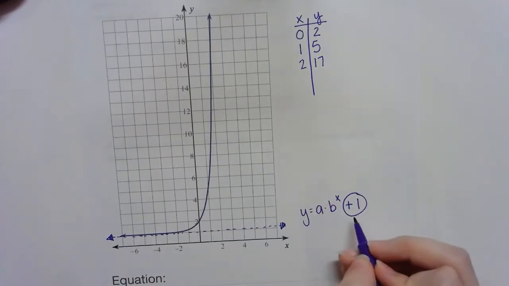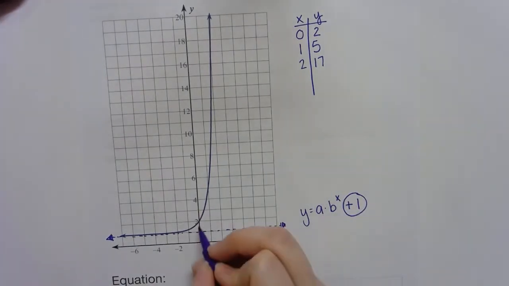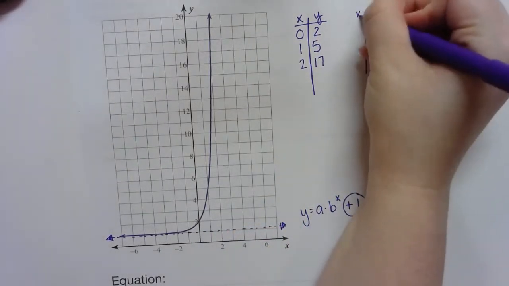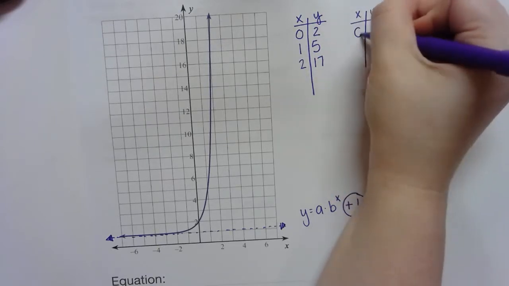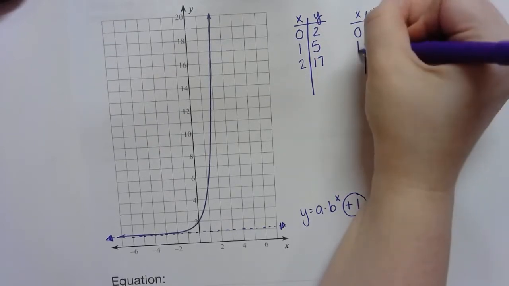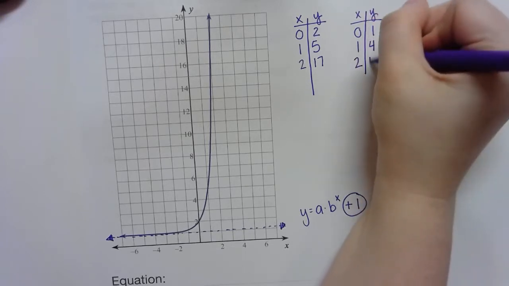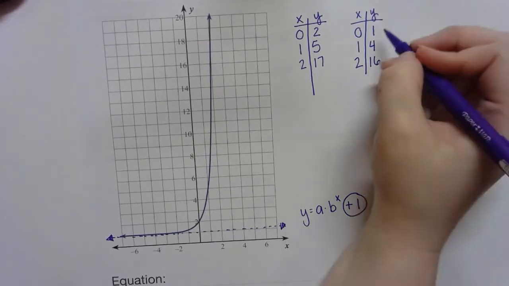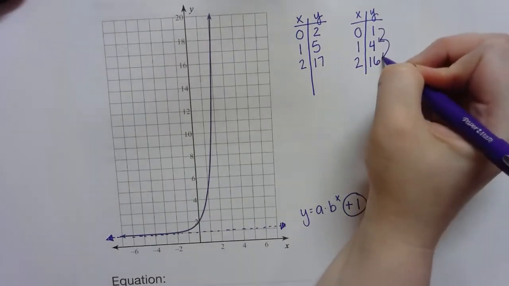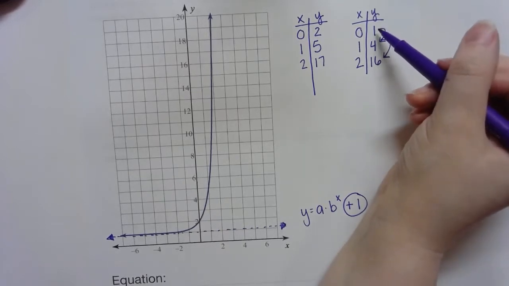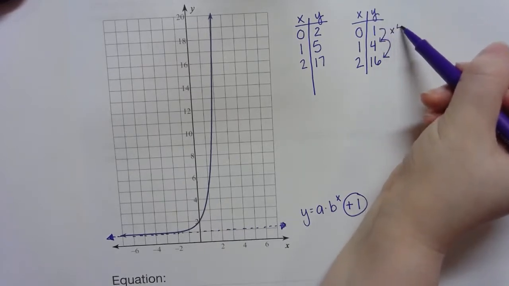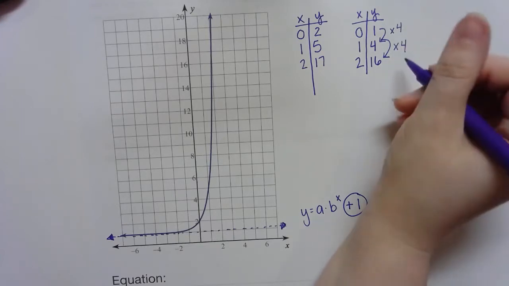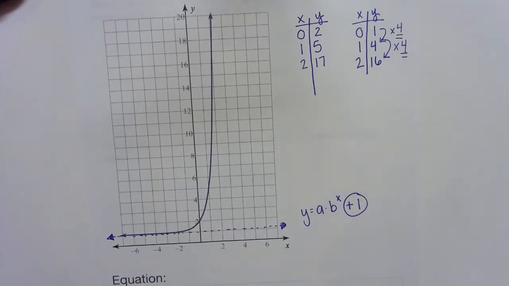Now, if I know that it shifted up 1, that it moved up 1, if I take 1 away from each of these coordinates, let's shift it back down basically. I have (0, 1), (1, 4), and (2, 16). So now that we've gotten that plus 1 out of the way, let's analyze what's happening here. So here, I have 1 times 4 is 4 times 4 is 16. So that would mean that my common ratio is 4, and then I'm adding 1.